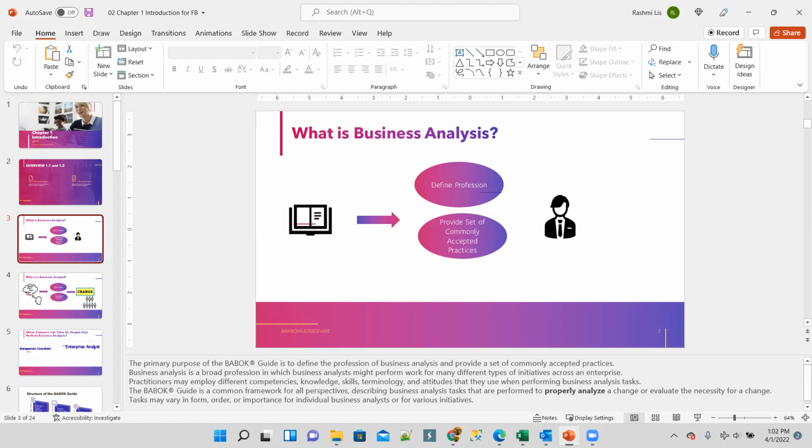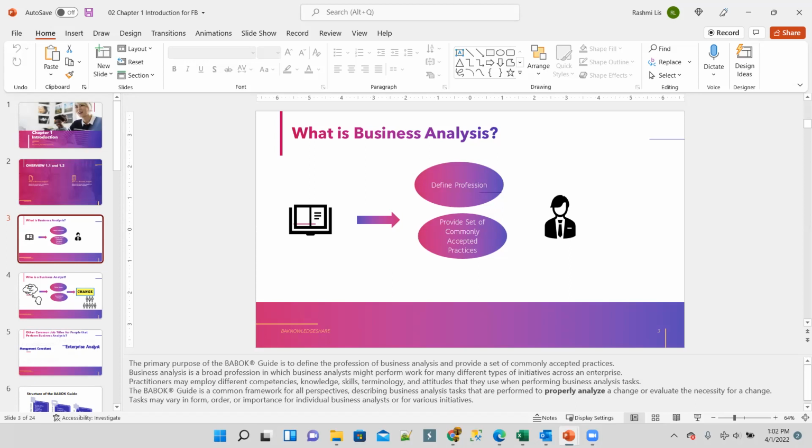Tactical happens when it comes down to the actual work being done. And operational is more of a business function. Business analysis may be performed within the boundaries of a project or throughout the enterprise evolution and continuous improvement. It can be used to understand the current state, to define the future state, and to determine the activities required to move from the current to the future state.